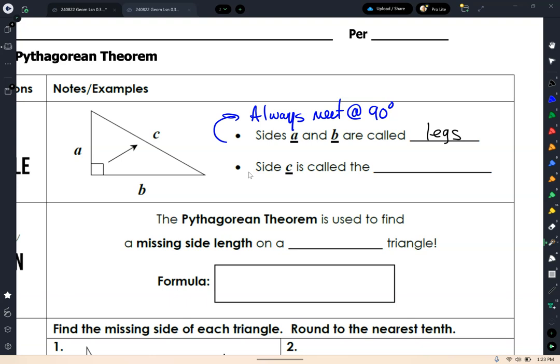Now, we heard that before. Where have we heard always meets at 90 degrees? When we were finding the area of triangles, parallelograms. Where did we hear this? Base and height always meet at 90 degrees, right?